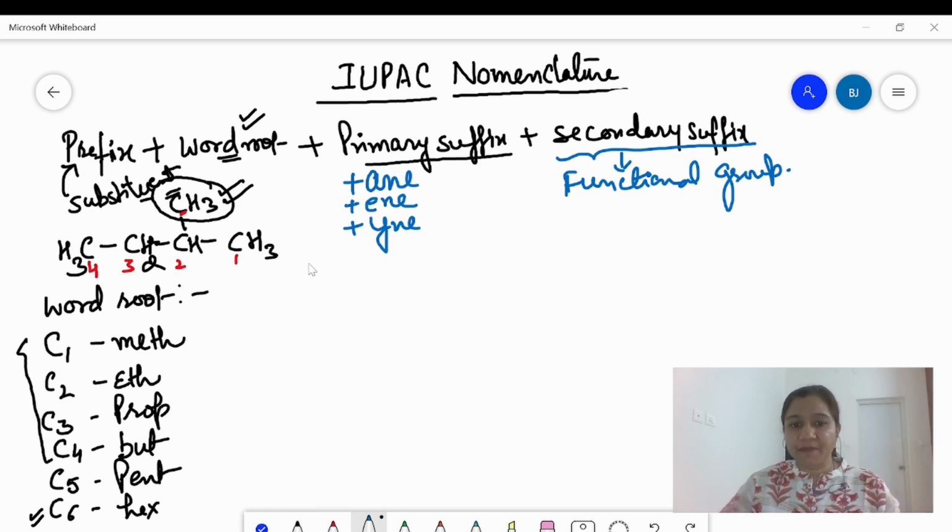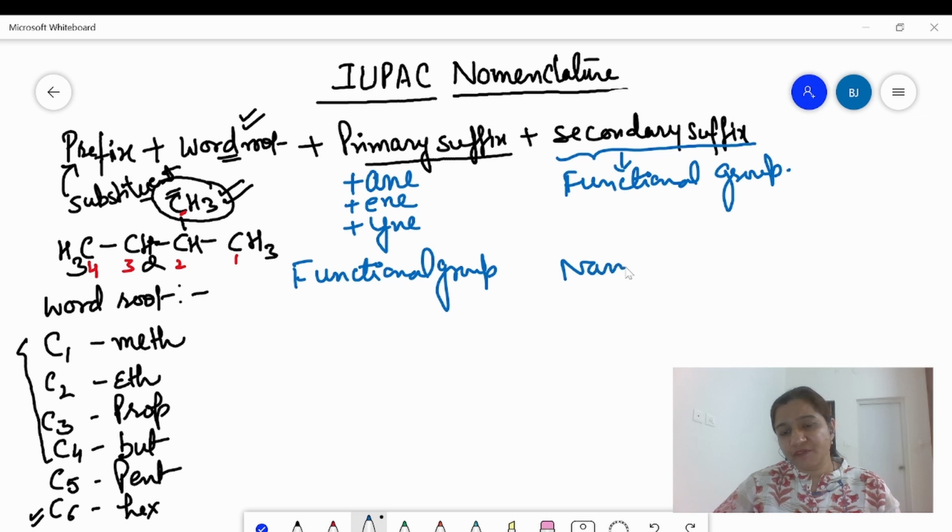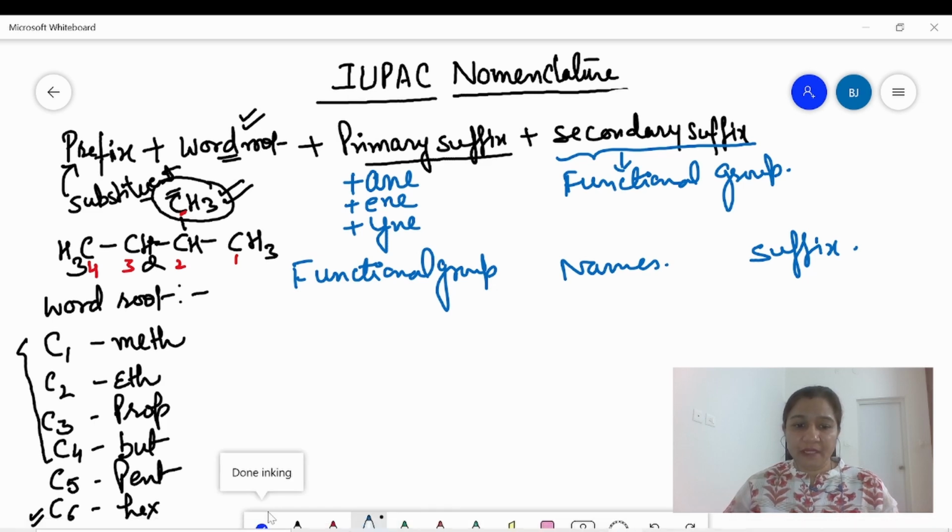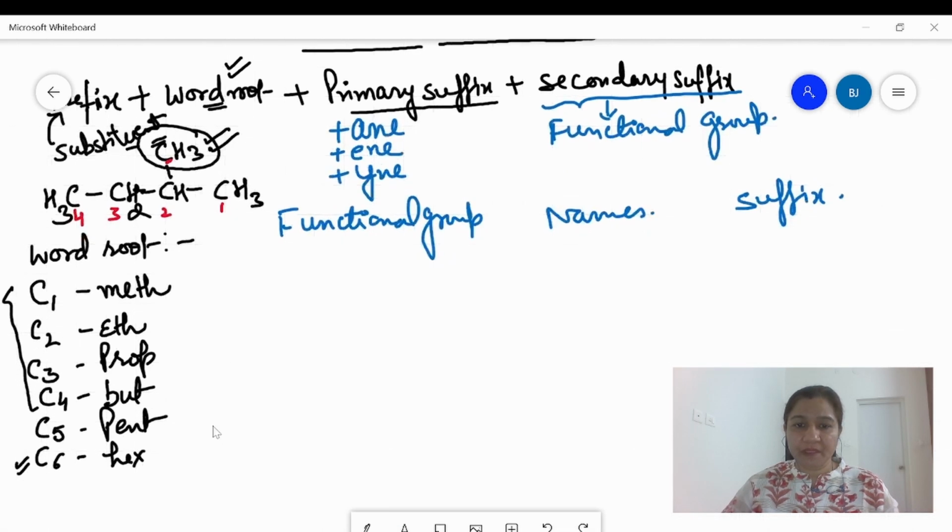Now I am making a table here: functional groups, the names of the functional groups and the suffix we use for them. Now, let me show you the table.